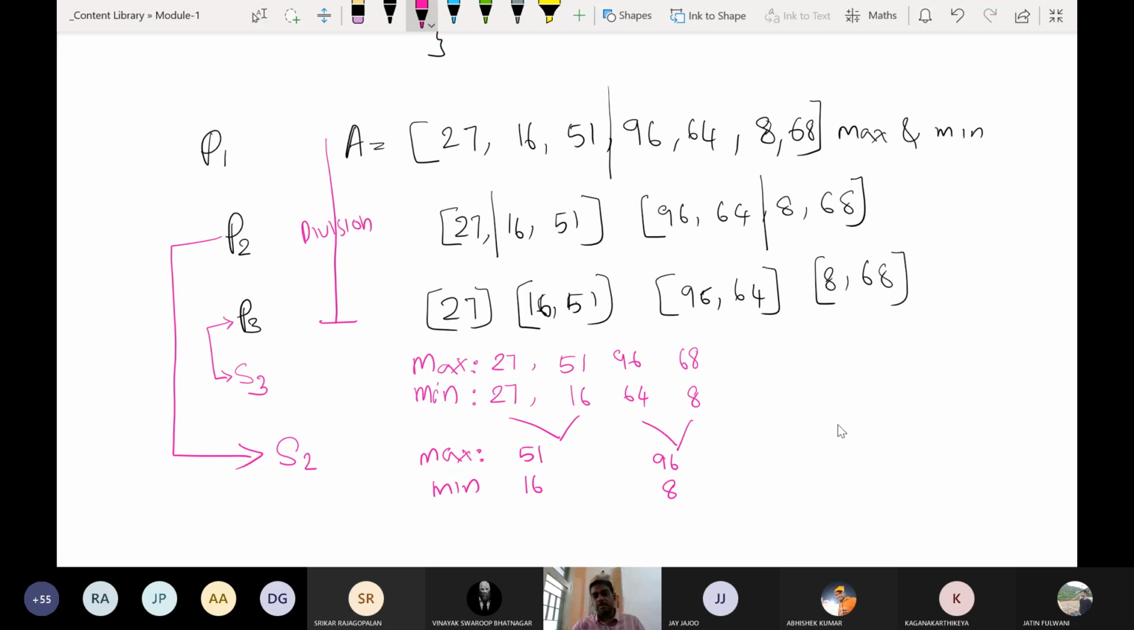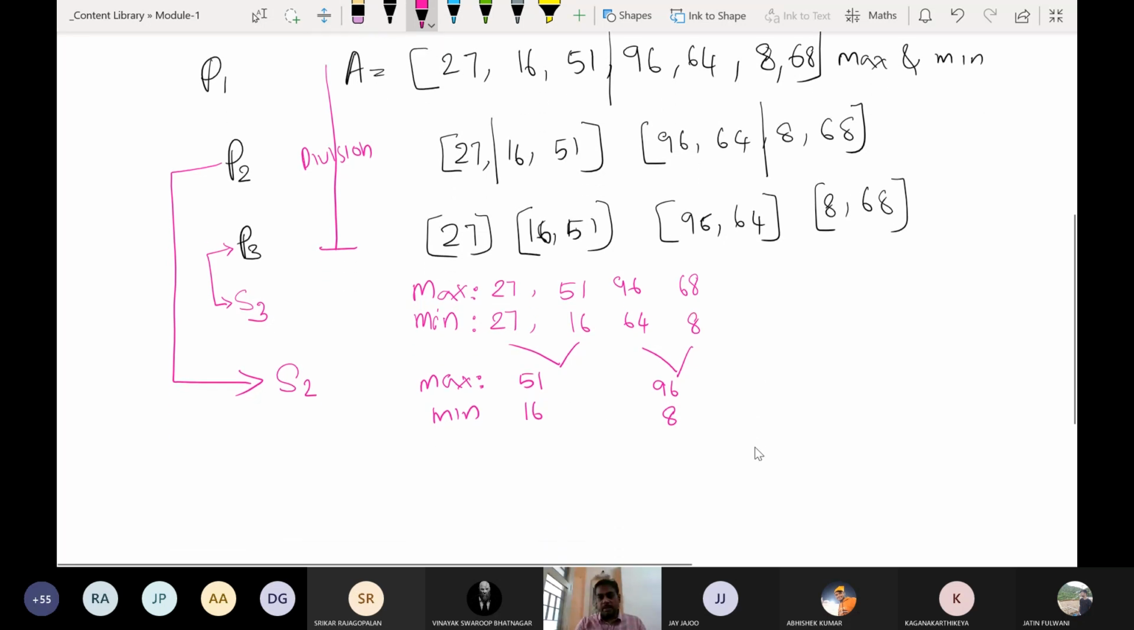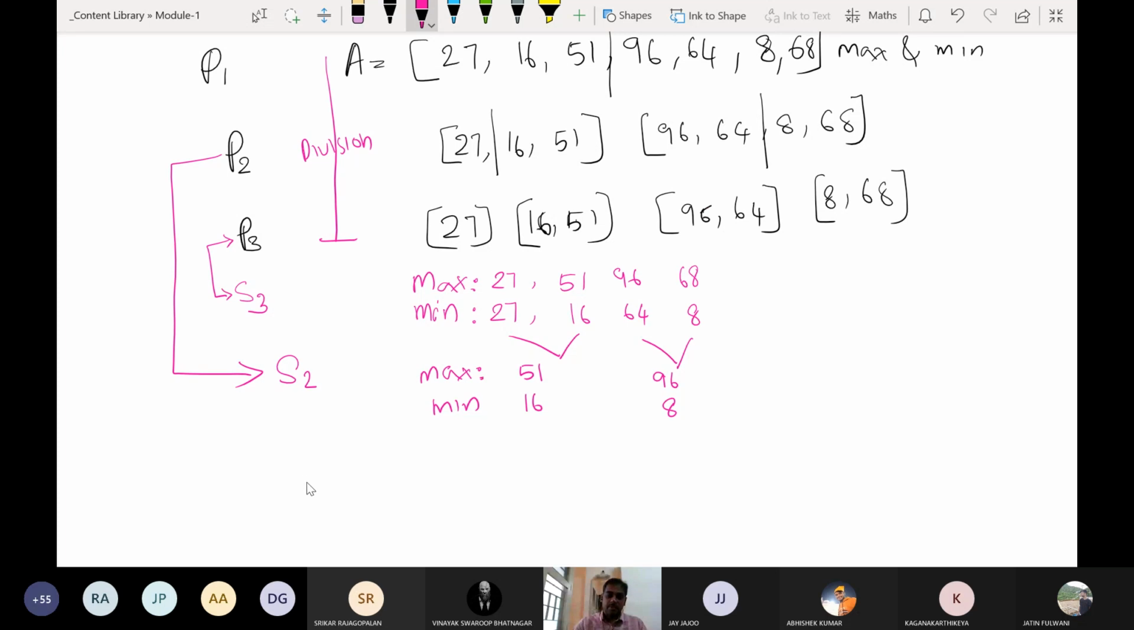So we have combined. One more step is remaining. Now you need to combine these subsolutions. So you have some subsolutions as S2. Now we want the solution S1. It is not the subsolution, it is the main solution. This is the solution to the main problem. So this is P1 and S1 is the solution for P1. Then you will get another set of maximum and minimum values.